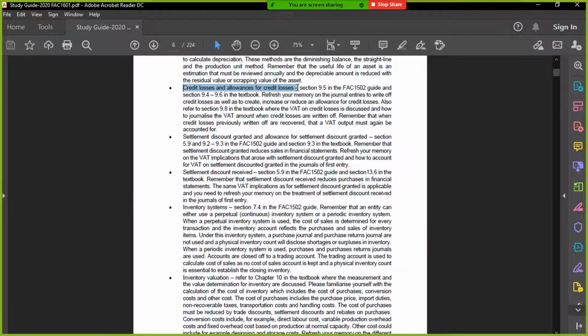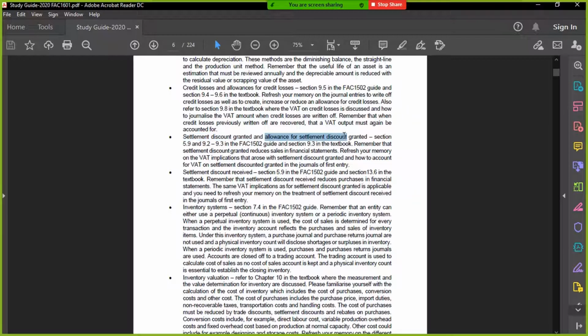Credit losses, we spoke about. Do you remember what this is? What type of account? I just want to test the account. Expense. Good. What type of account is that? Negative asset. Very good. When you have a settlement discount that's granted, what type of account is it? Expense. Good. You give out discounts, so you lose the benefit.